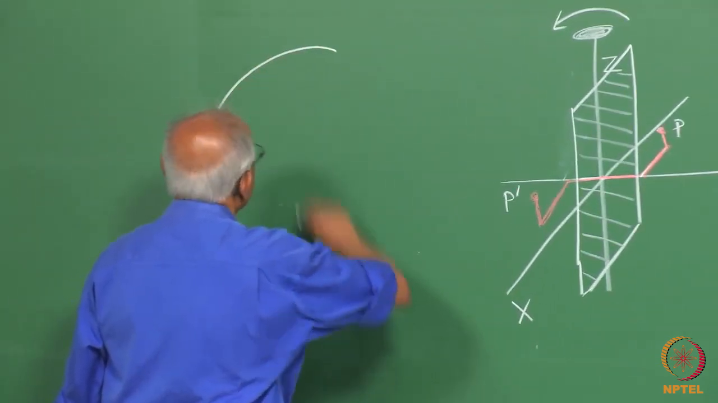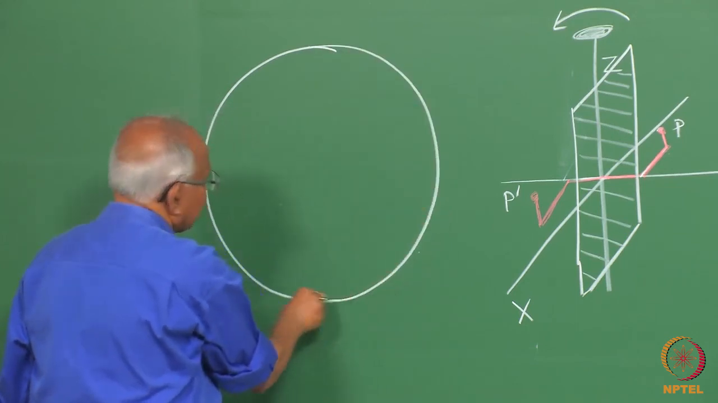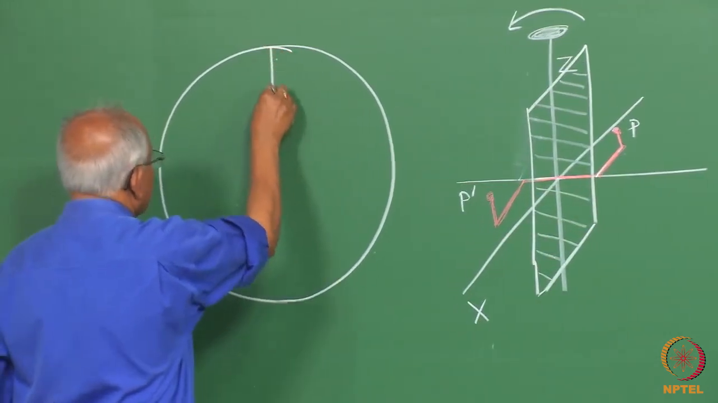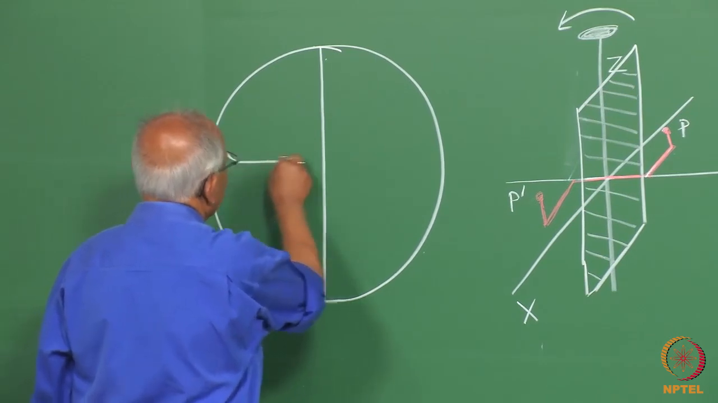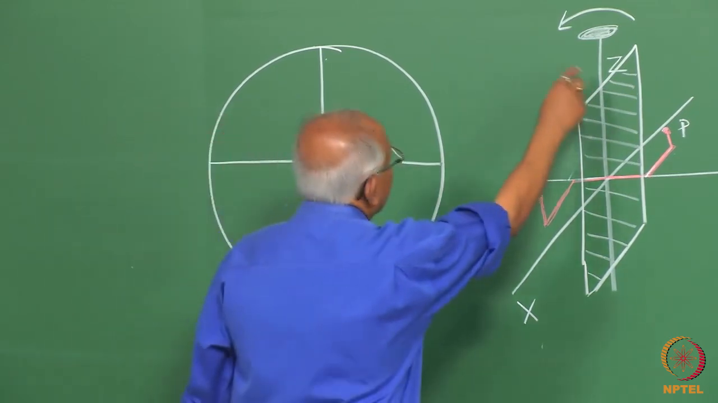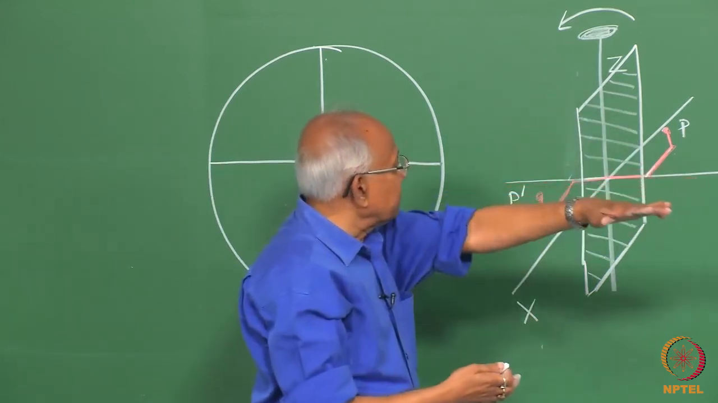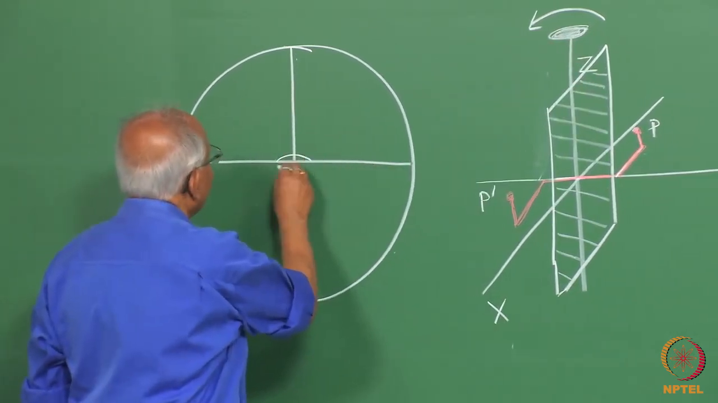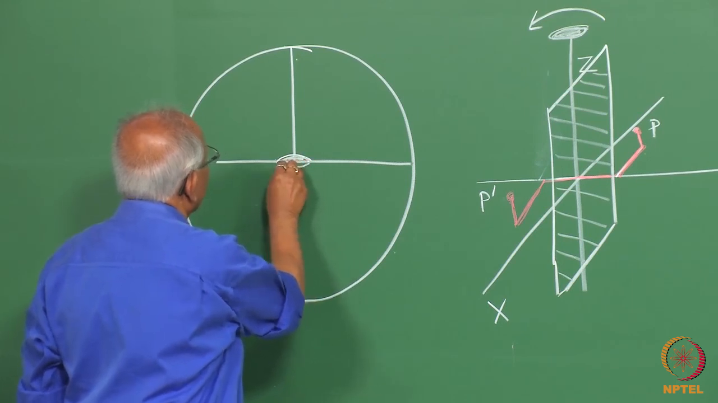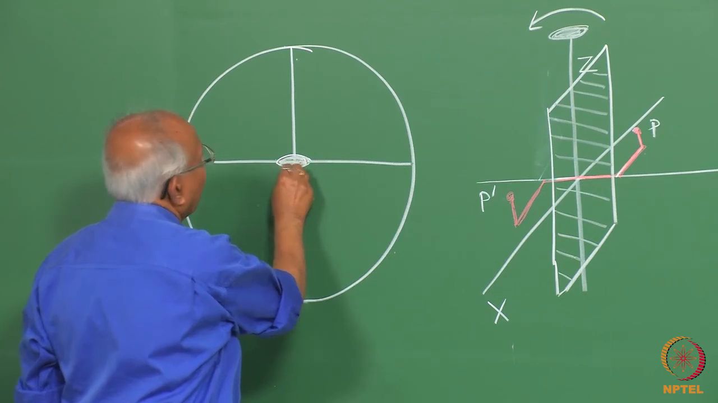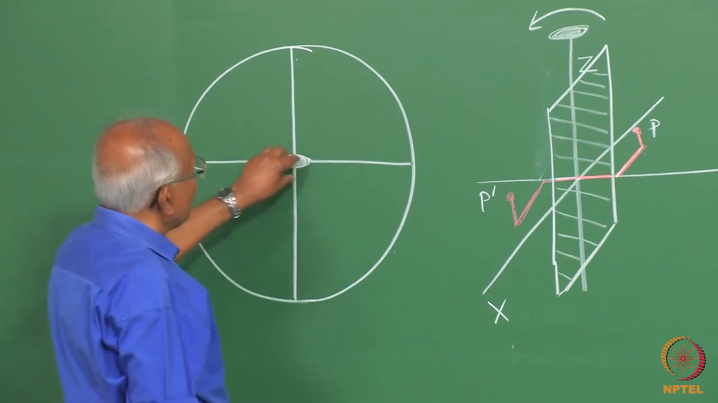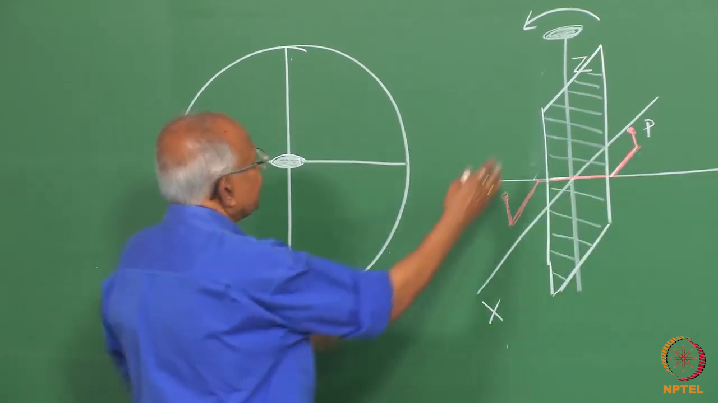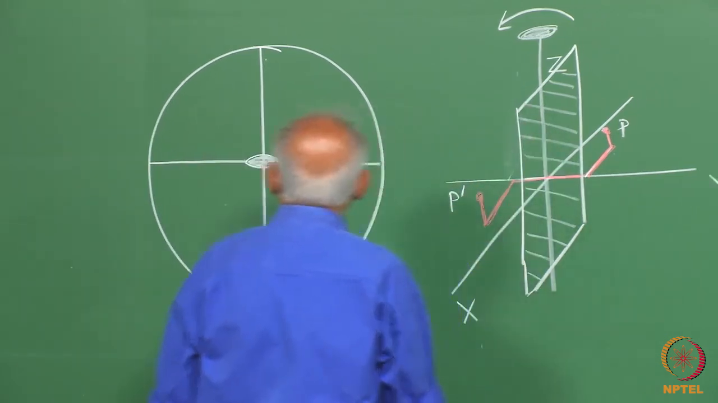Say, for example, if we take a stereographic projection parallel to the xy plane, then this is my projection plane. So this twofold rotor will come right at the center of the stereographic projection. So I've got my twofold rotor here. This is my projection plane. So where will be the mirror? This is the vertical mirror lying in the xz plane.